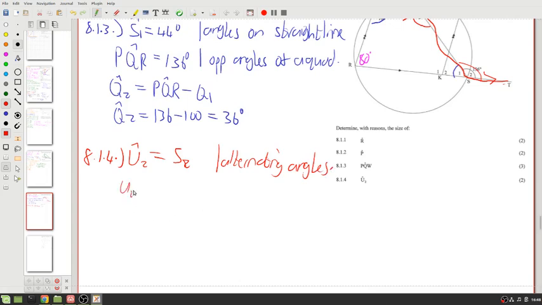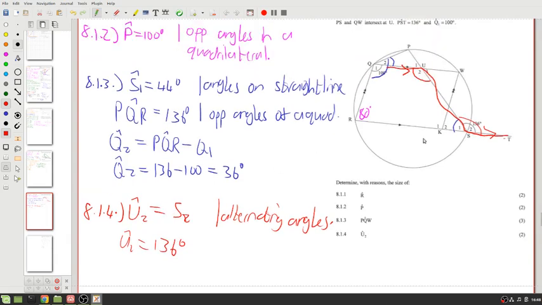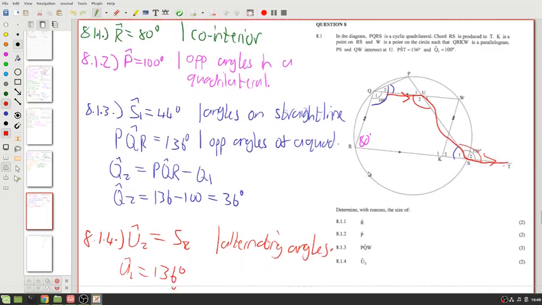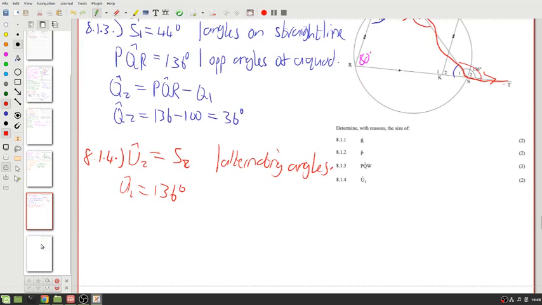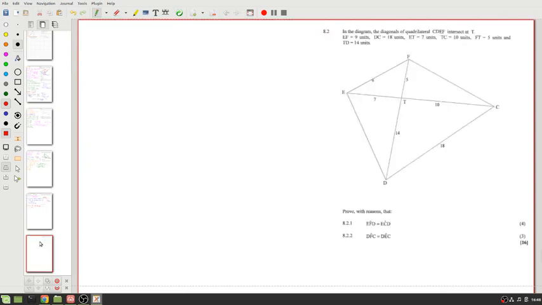Okay, so that means U2 equals 136 degrees. Perfect, so that's it for question 8.1. And again, there are many different ways we could get to the answer. So in the comments, please let me know which methods you used, and let's discuss that. Let's see what is the easiest, what's the longest, what's the shortest, and what's the most thorough.